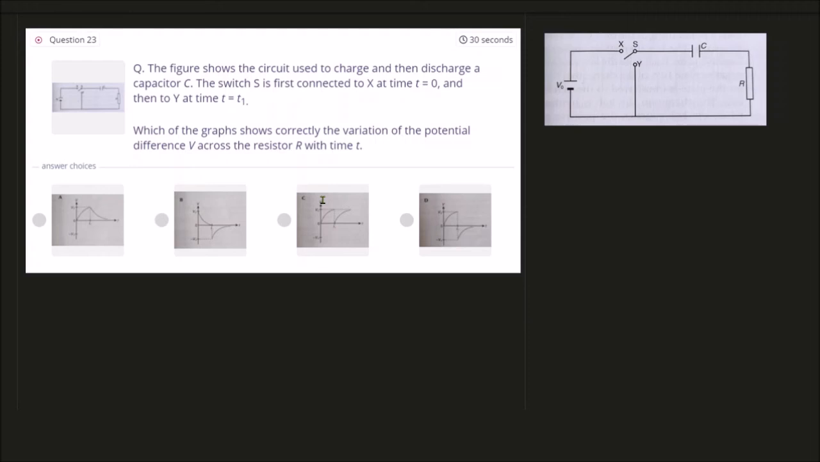Question 23. The figure shows the circuit used to charge and then discharge a capacitor C. So as you can see in the diagram here, I have a capacitor C, and this circuit is used to charge and then discharge this capacitor. So how are we going to do it? When the switch S is first connected to X at time t = 0, let me draw it, let's say like this, then when you're connected to X, you are charging the capacitor.